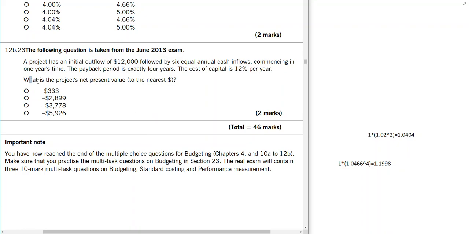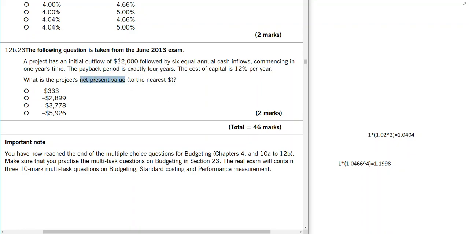A project, okay, what is the project's net present value in dollars? A project has an initial outflow of 12,000 followed by 6 equal cash inflows commencing in 1 year's time. Year 1 is normal. The payback period is exactly 4 years. The cost of capital is 12% per year. What is the project's net present value?